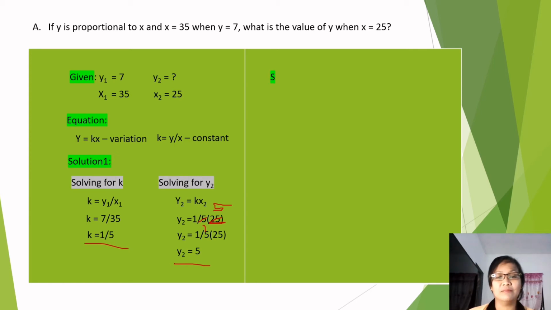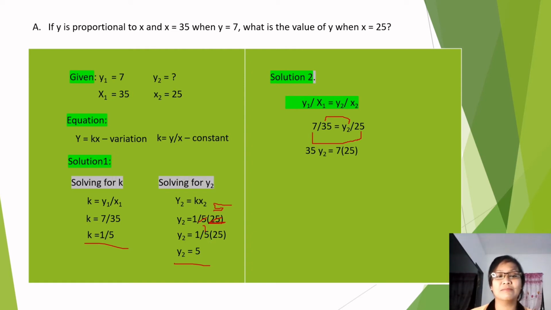Another solution: y sub 1 over x sub 1 is equal to y sub 2 over x sub 2. Then substitute, we have 7 over 35 is equal to y sub 2 over 25. Then, of course, cross product, 35 times y sub 2 and 7 times 25. Then we have 35 y sub 2 is equal to 7 times 25.